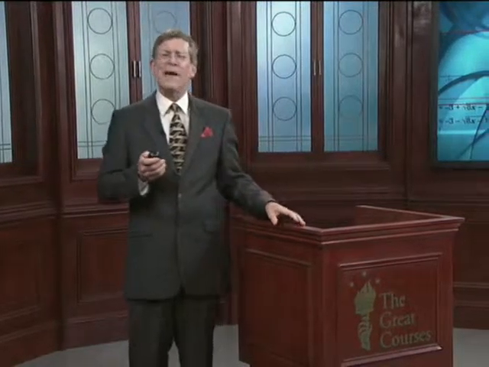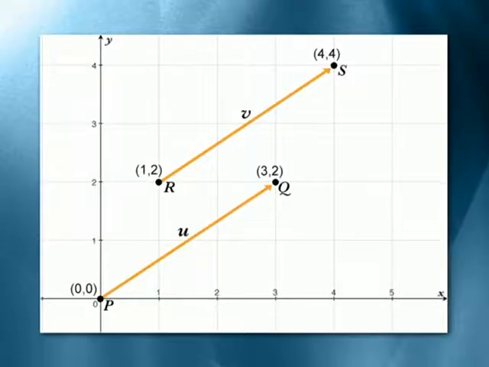Let's do an example. Let's talk about how to represent a given vector and verify, in fact, that two vectors are equivalent. So imagine the following scenario. The point P and the point Q are joined, where P is the origin 0, 0, and Q is the point 3, 2. And then consider another directed line segment joining R and S, where R is 1, 2, and S is 4, 4. Here's a picture of that situation. I have two directed line segments, one beginning at the origin and going out to 3, 2, and the other one begins at the point 1, 2 and ends at 4, 4.